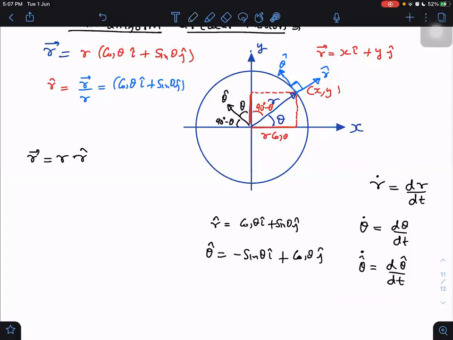Also, one more thing: we want to see whether we got the right result or not. What is the dot product of two perpendicular vectors? Zero. Let us take the dot product of r cap with theta cap. If I take the dot product, cos theta into minus sin theta plus sin theta into cos theta, and that is equal to 0. Clearly, we got it right. r cap is perpendicular to theta cap.